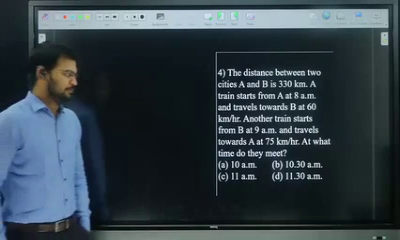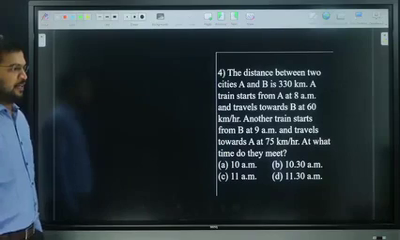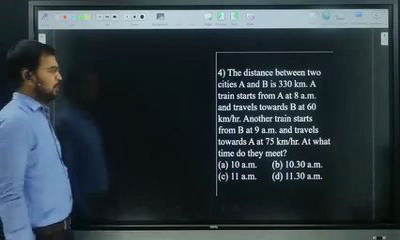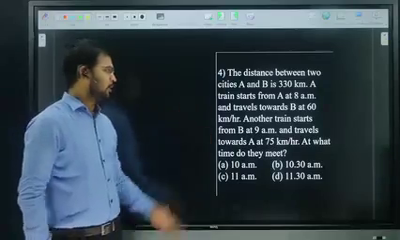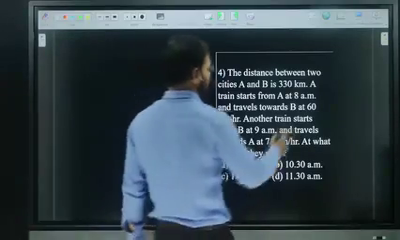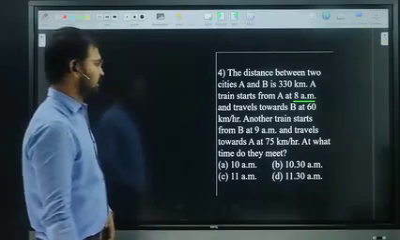11 a.m. Very good. So 11 a.m. is the answer. So look at me, all of you. The distance between the two cities, no need to do anything, Amma. 330. First train starts at 8 a.m. Second train starts at 9 a.m.